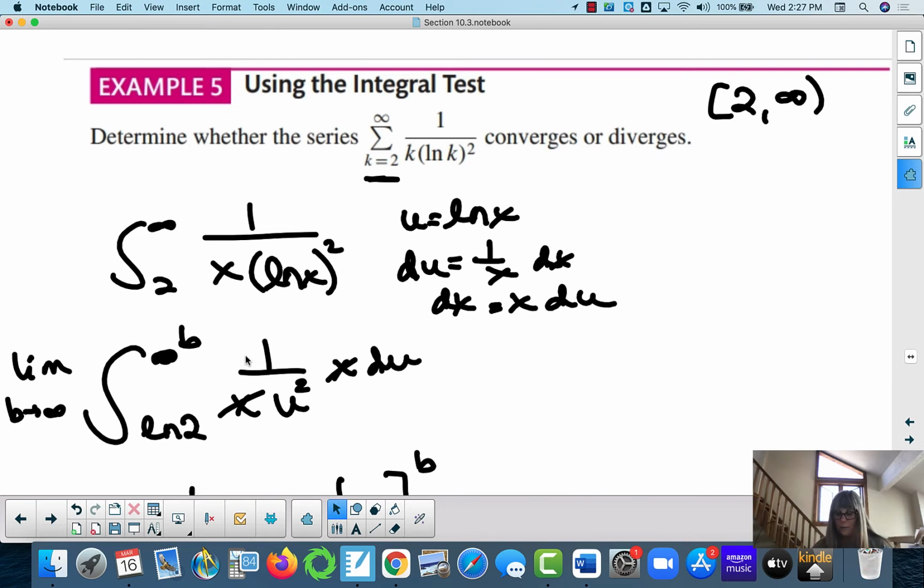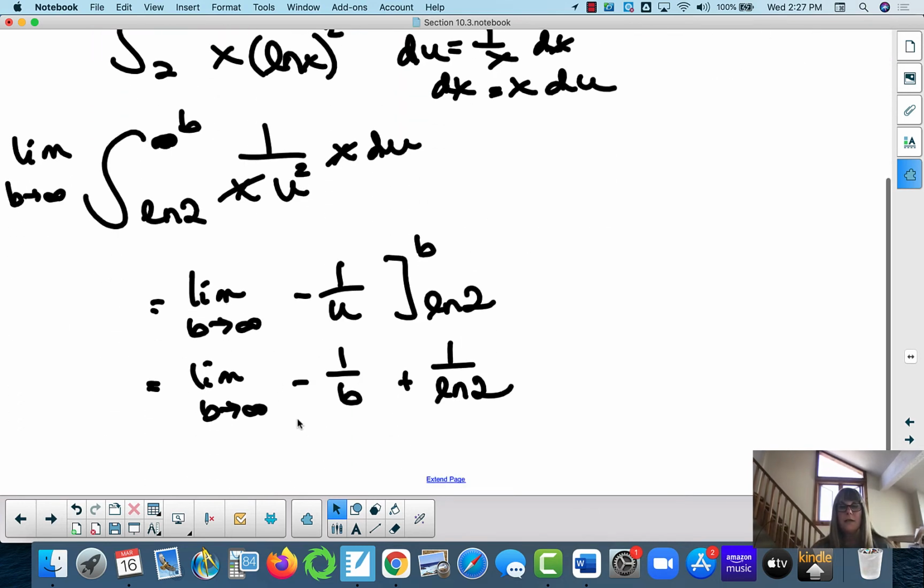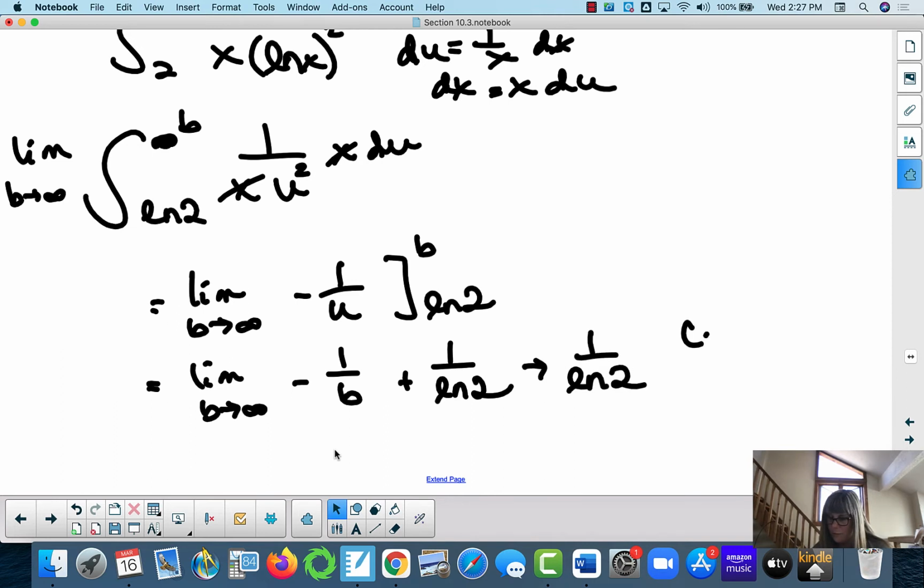In this one, as b approaches infinity, this piece right here approaches 0. And so now we do get a number. And so again, that's not the sum. All this does is tell us that the series converges, because we do get a number when we evaluate that improper integral.